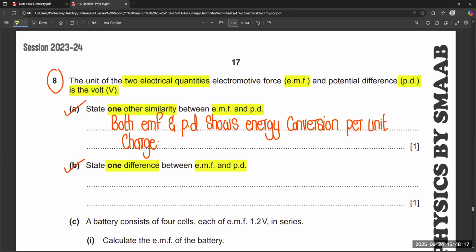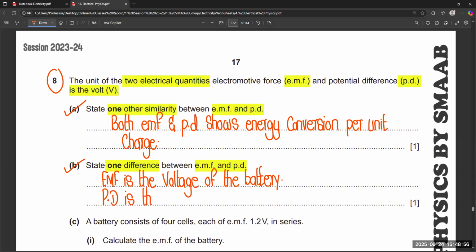And one difference between EMF and potential difference. So one difference is very simple. EMF is the voltage of the battery. Potential difference is the voltage across the component.